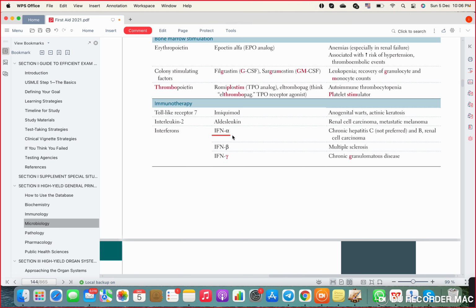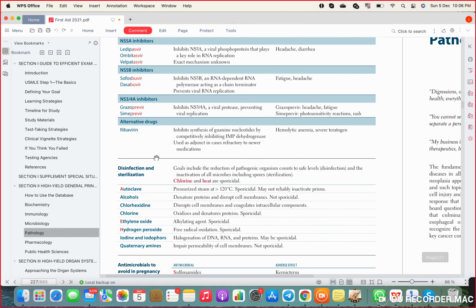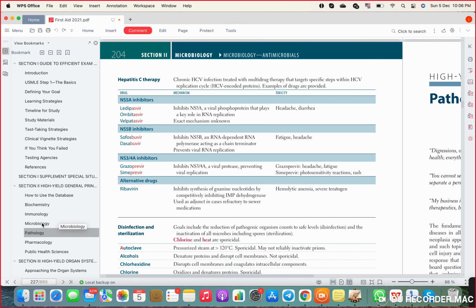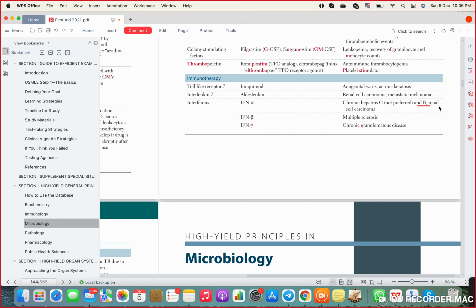And also interferon alpha, which can be used in hepatitis C. As you see, it's not preferred. Why? Because we do now have a lot of new drugs. There's a whole page in First Aid on these drugs. So it's not preferred to use interferon alpha anymore, but it's still preferred for hepatitis B, okay? And renal cell carcinoma. For interferon beta, multiple sclerosis, and finally, interferon gamma is for chronic granulomatous disease.